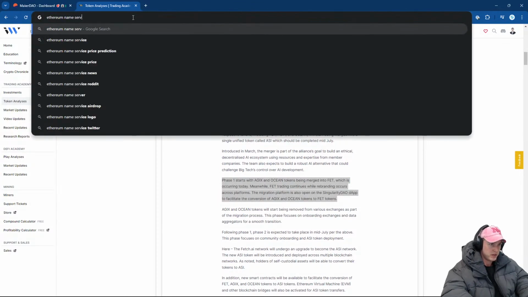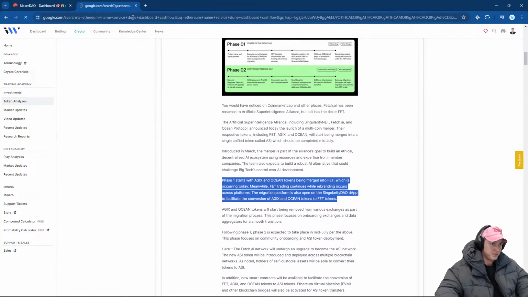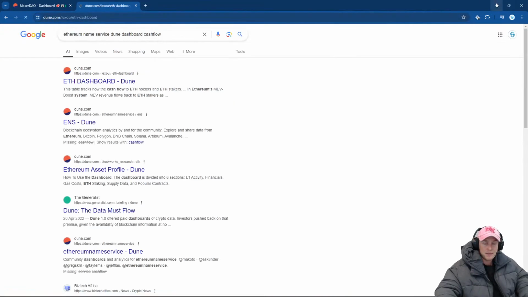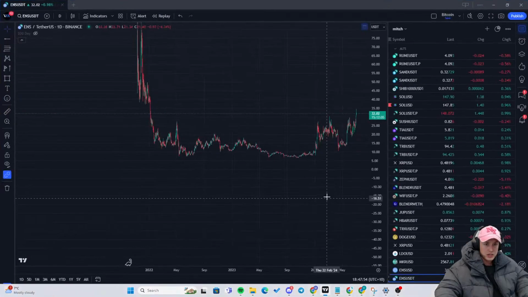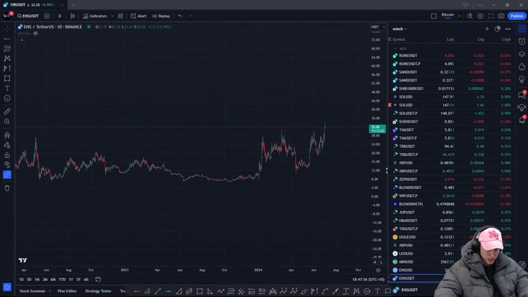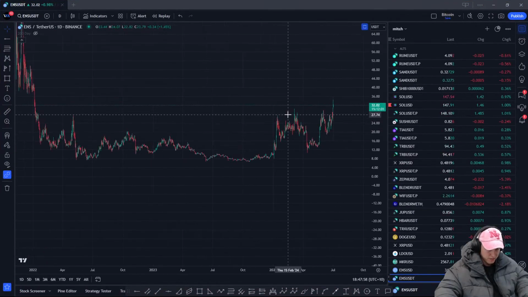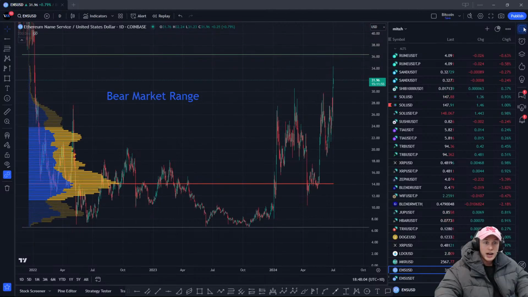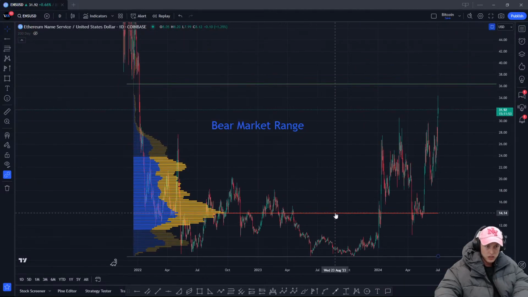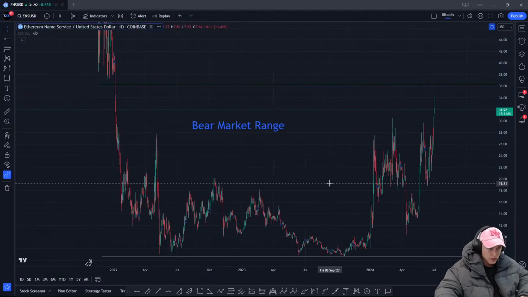Ethereum Name Service, Dune dashboard, cash flow. I'll just go back to this chart, but I don't think this chart is really going to tell us much. We're exiting. Actually, we can look at it locally from a bear market range perspective. Let's just go back to this. Sorry. This has no significance to me, I feel.